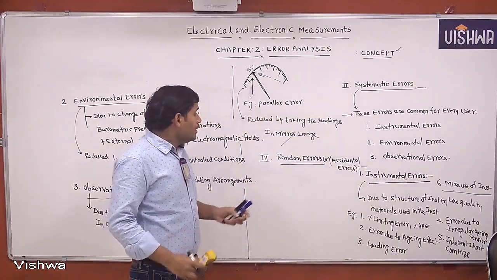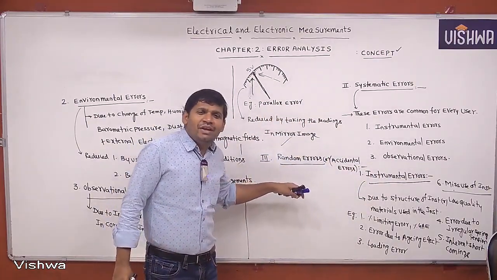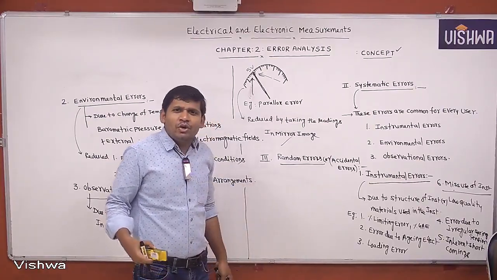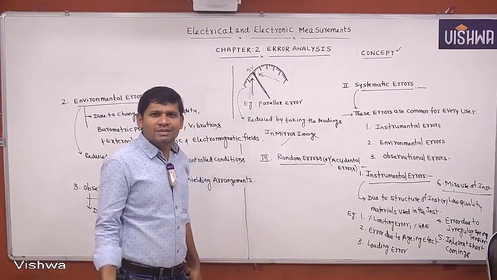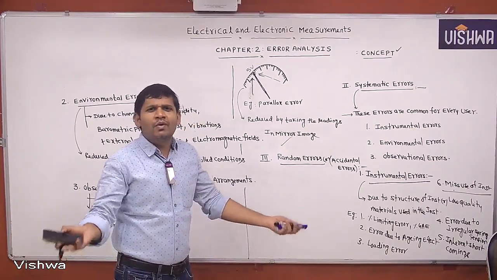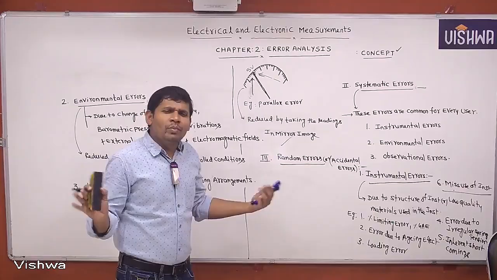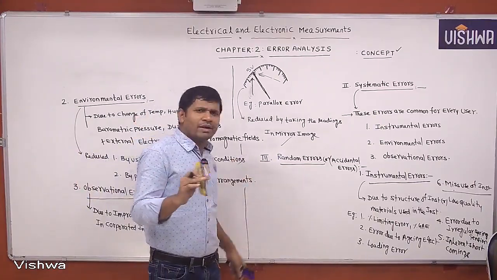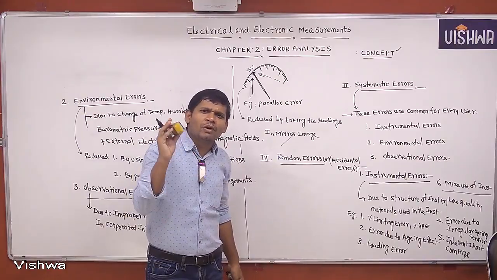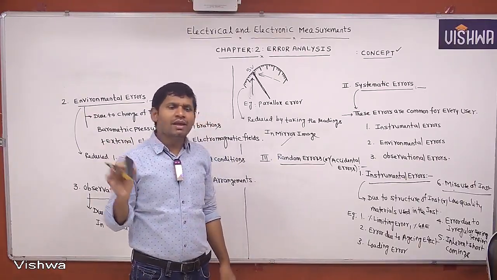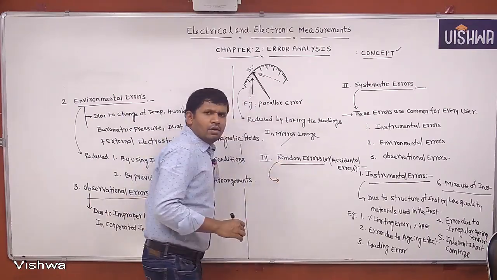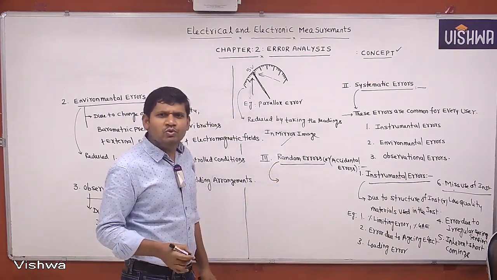Okay. The name itself indicates random errors. For these errors, there is no particular source or particular reason. When we are conducting any experiment, automatically we can get some errors. This type of error is nothing but a random error. That's why the name is given as random error. That point you note down: there is no particular reason or source for these errors.